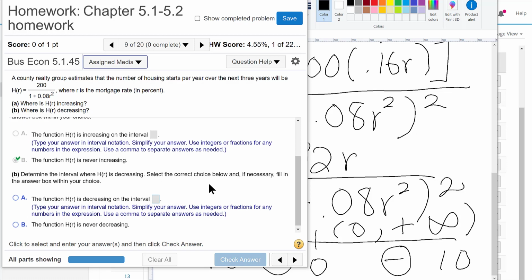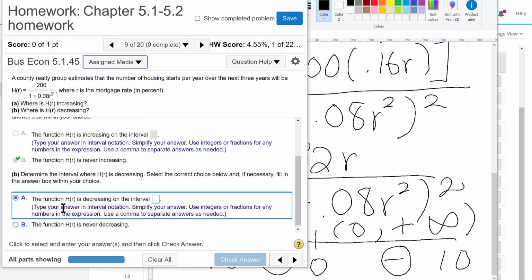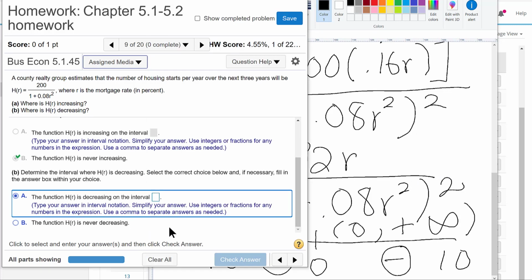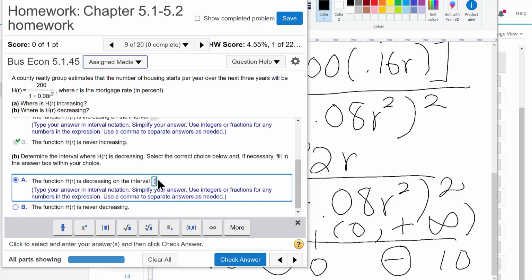Determine the interval where it is decreasing. Well, we know where it's decreasing. It's negative on this side. Look, if I put a positive number, a number bigger than 0, this numerator is going to be negative. This denominator is going to be positive because we're squaring everything. So it is decreasing on the interval from 0 to infinity.